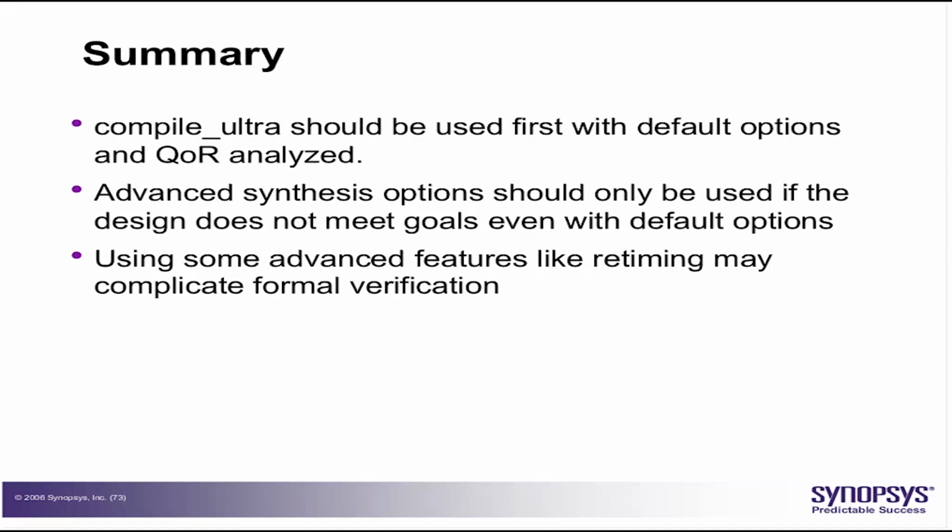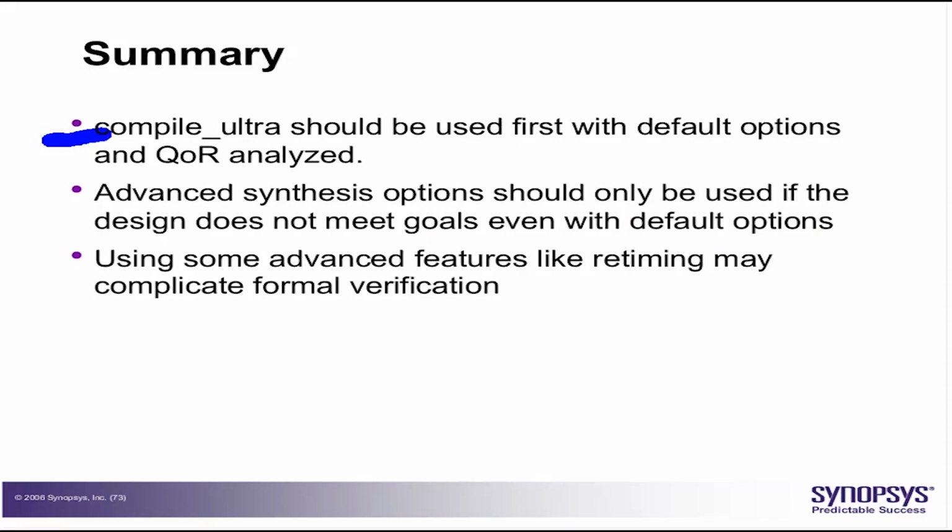Summary. First up, you should not use any of these techniques. The first rule is that compile ultra should be used first with default options, followed by quality of results analysis. What comprises the quality of results? It means you should check the timing, check the area, and check report constraint minus all violators, and make sure that your design is meeting all the goals.